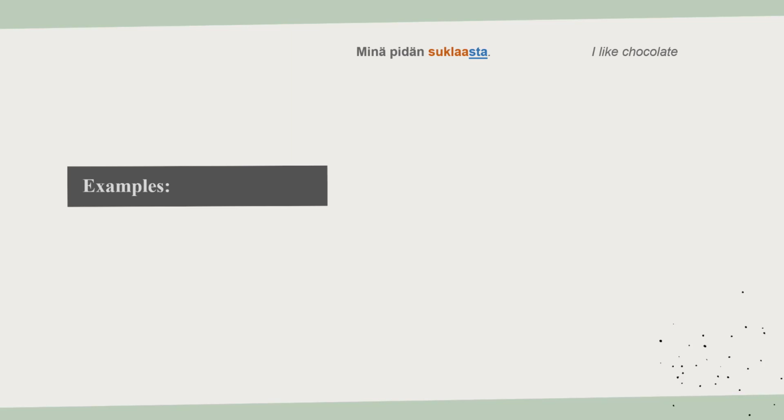Minä pidän suklaasta. I like chocolate. Note that sta is added to the base word of suklaa to indicate that the liking is towards it.